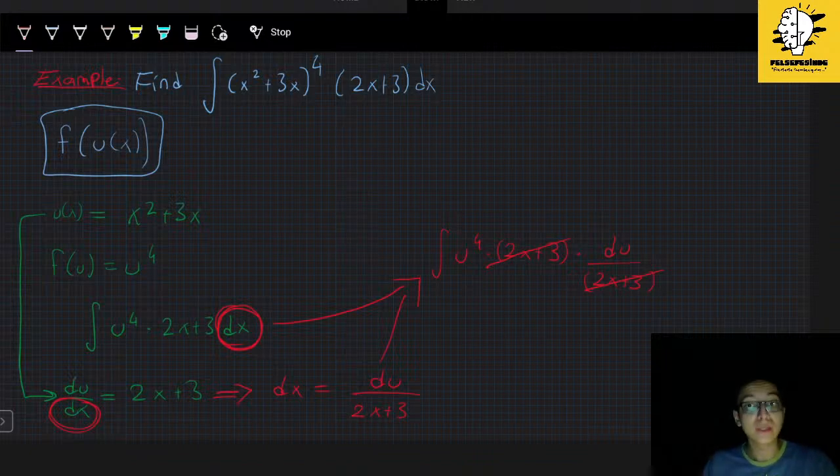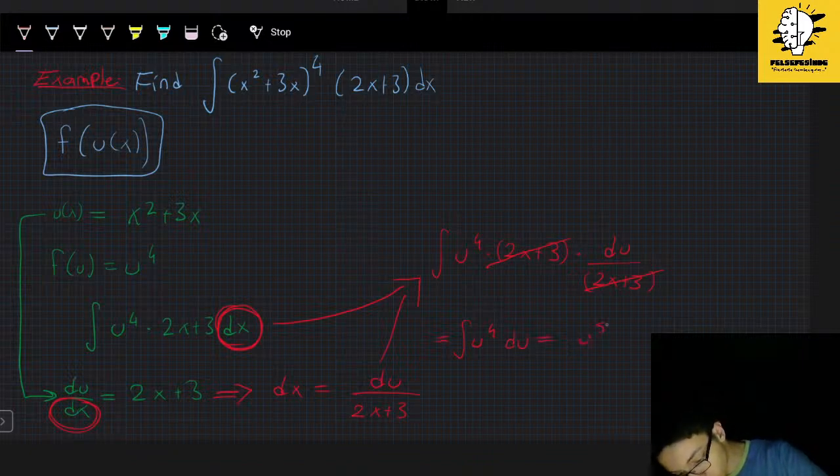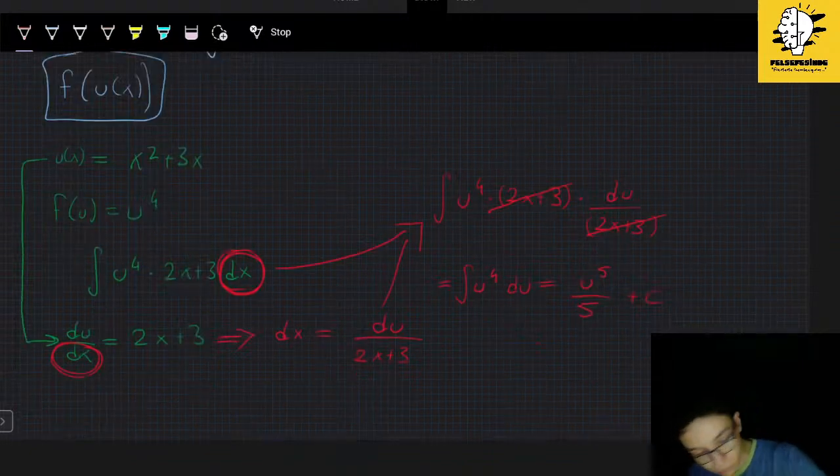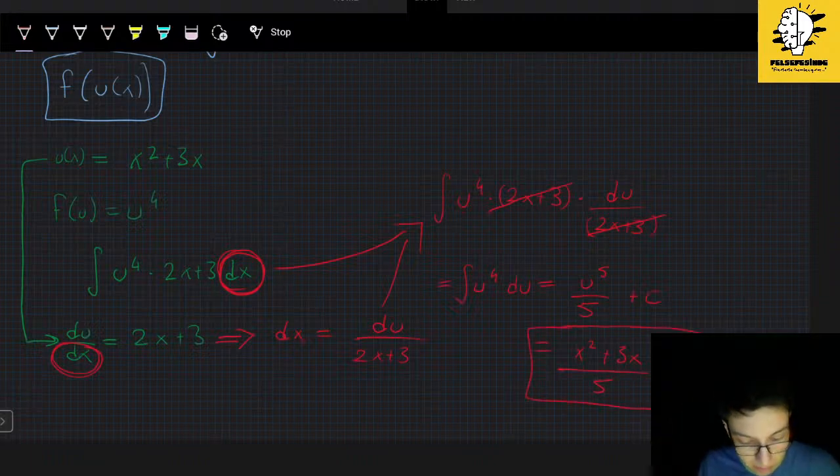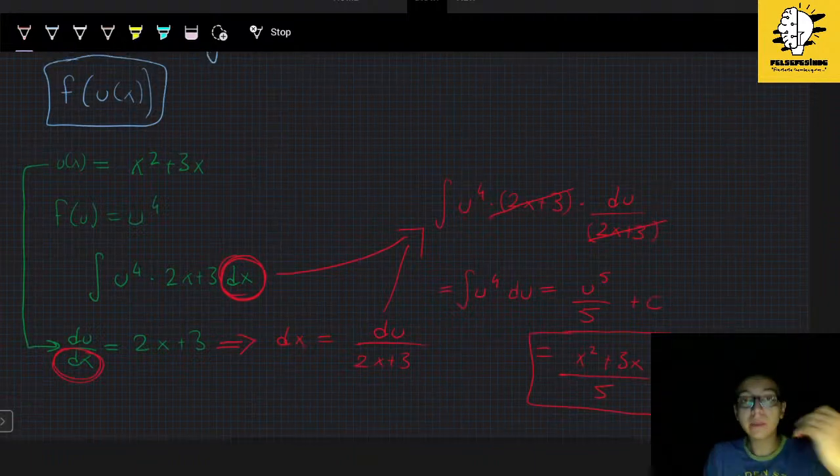We do not have to care about that anymore. So this is the knowledge that we will be using while differentiating it. So now it will be equal to the integral of u to the 4 du, right? We know how to integrate it, don't we? u to the power 5 over 5 plus c. And what did we say for u? Didn't we say x squared plus 3x? So it is x squared plus 3x to the power 5 over 5 plus c.